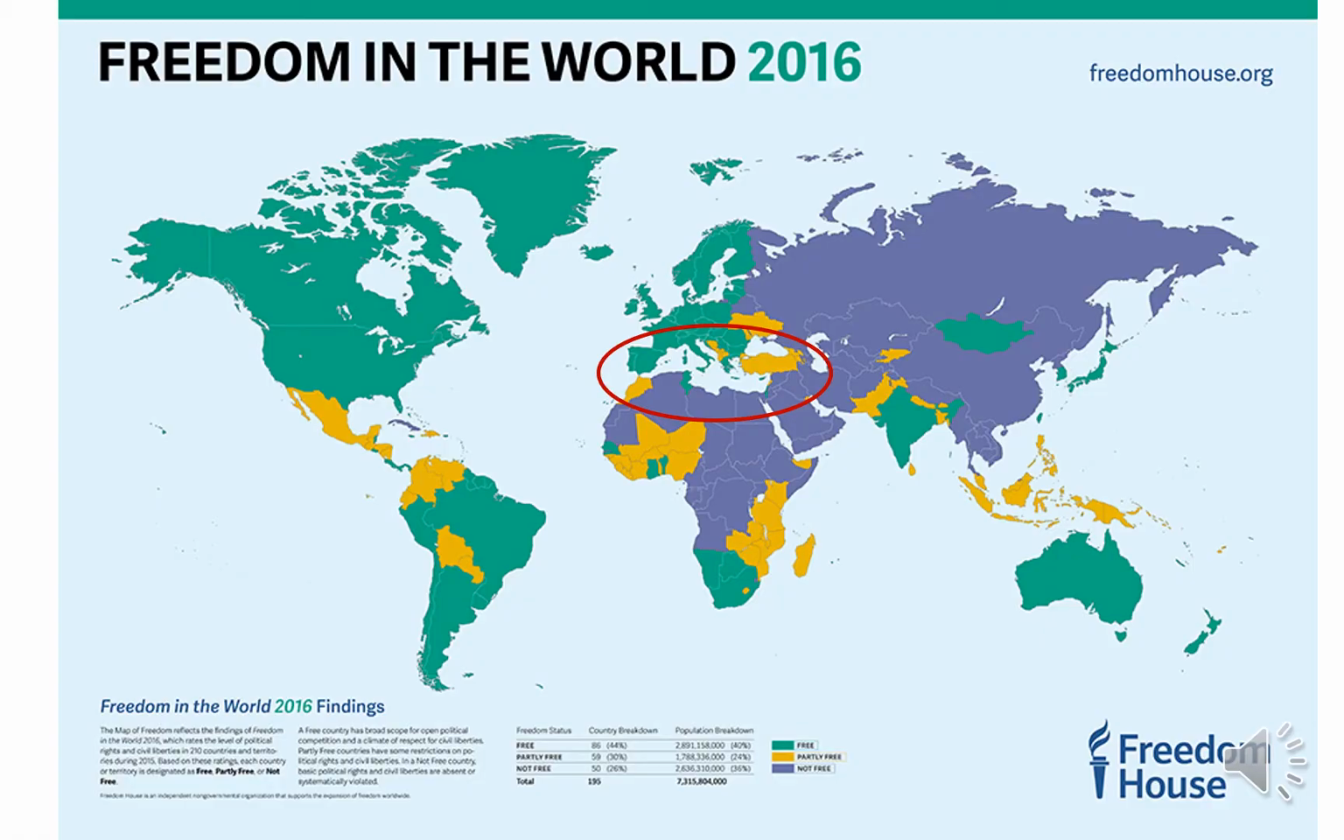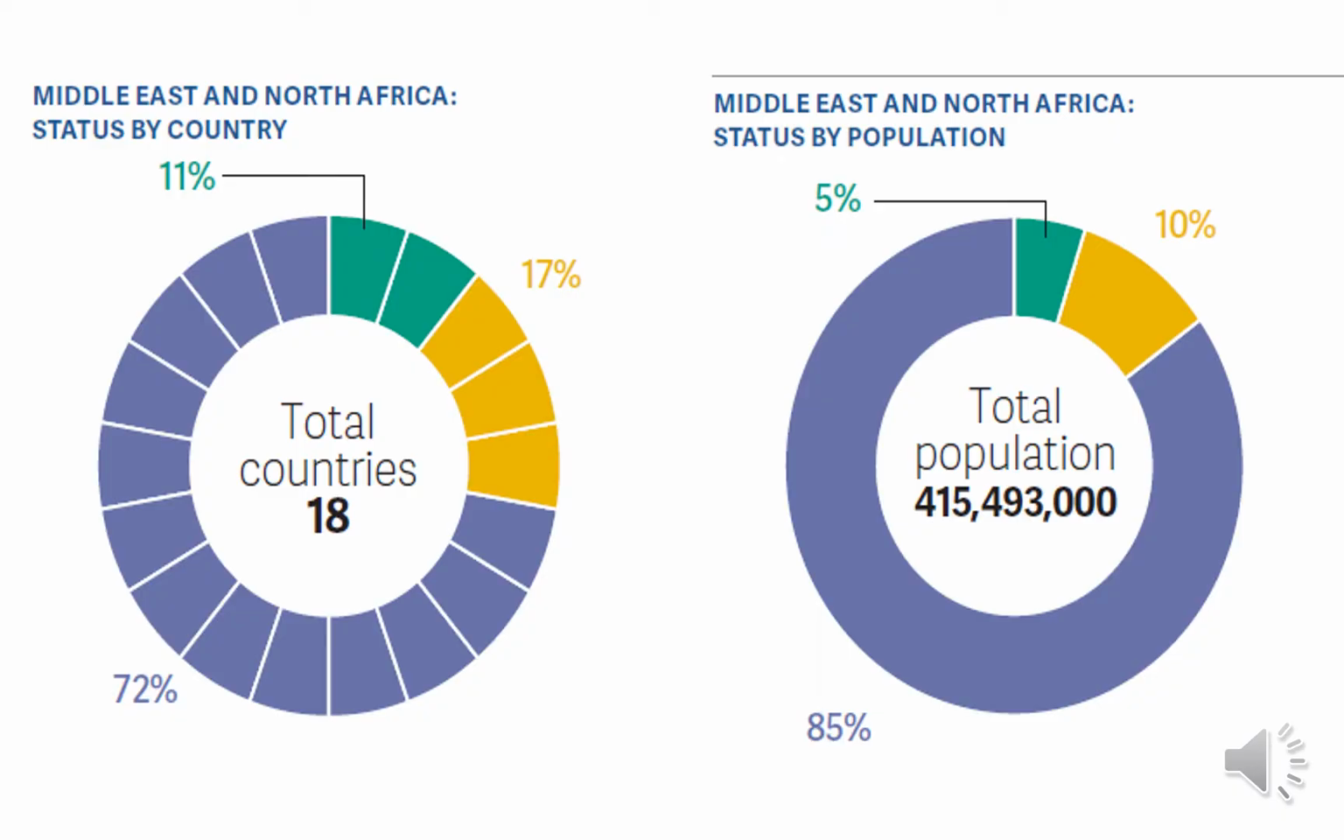So when we look at the countdown, and I've talked about this before, it's really only 17% of a total of 18 countries that are free. So we have Israel, Tunisia, and Turkey, and then Morocco, Kuwait, and Lebanon as partly free here, although Kuwait is counted as being not free in the most recent report. So overall, 85% of the population in the Middle East and North Africa is not free. So it's quite bad, and it's really gotten worse over the years.